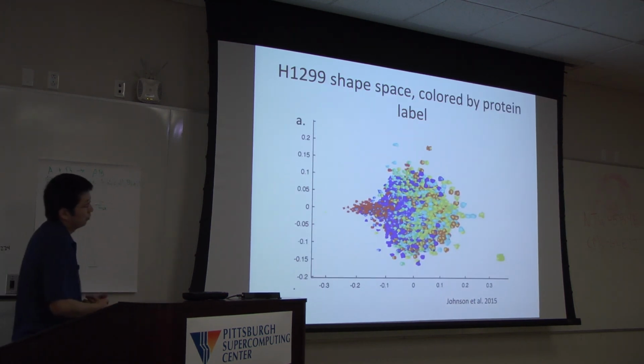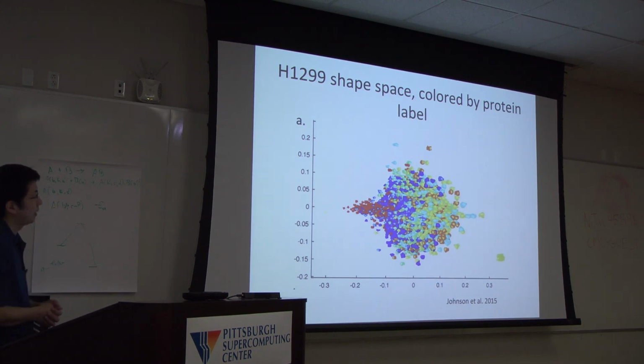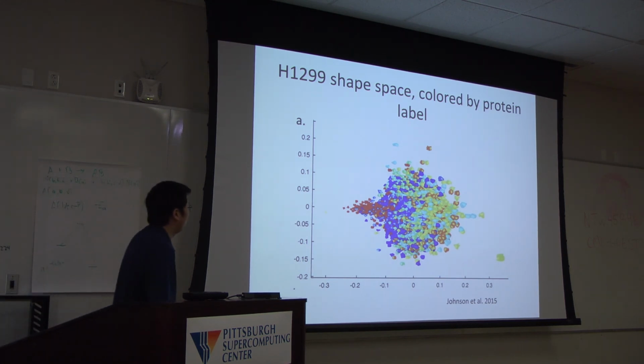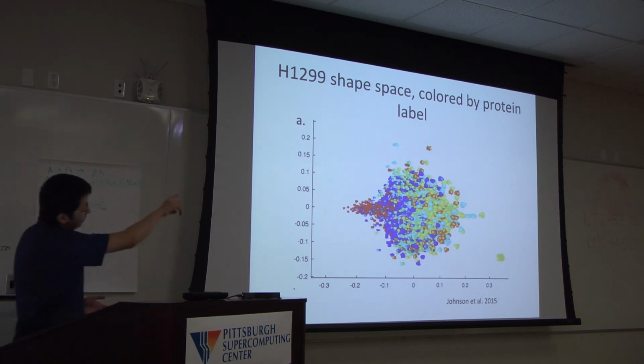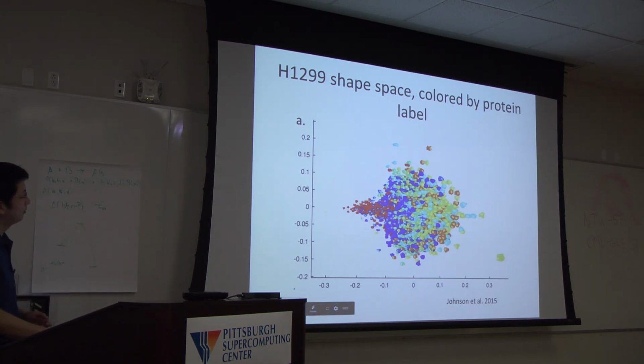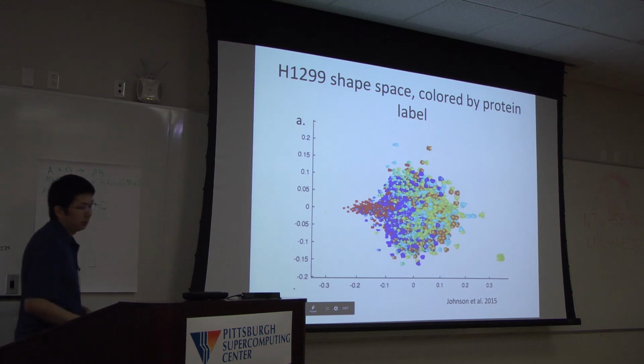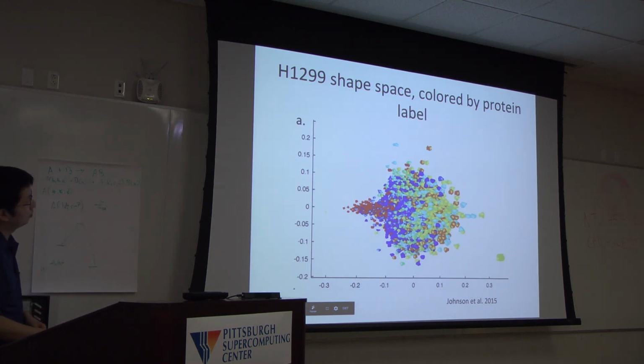Another application is to visualize the different cell types. Here are the H1299 cells with different genetic modifications. Each color represents one modification. From the shape space, we can see that cells of the same type mostly cluster together. There's another piece of information here: for some types, there is heterogeneity between the shapes within the same type, especially for the blue and the yellow ones.